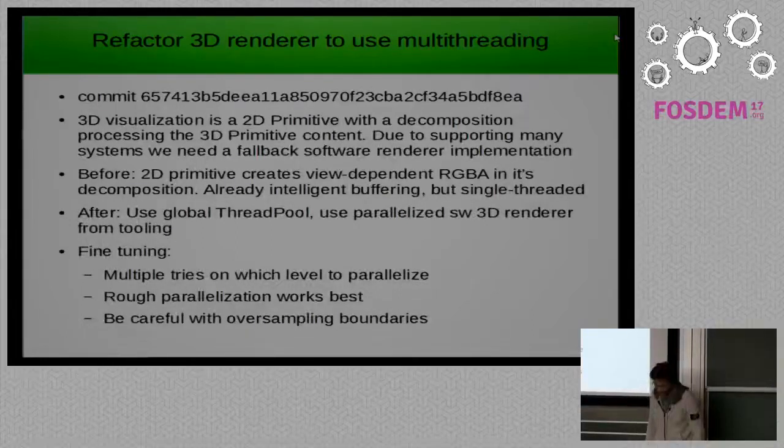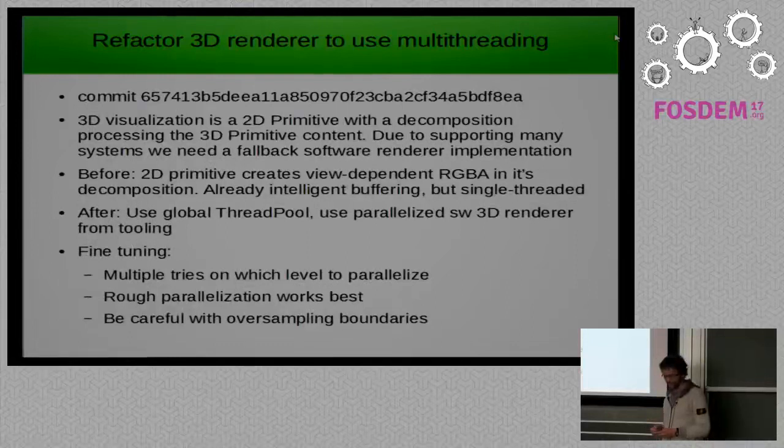So before, the 2D primitive creates view-dependent RGBA in its decomposition, already with intelligent buffering, but single-threaded. Intelligent buffering means the fallback 3D software renderer is capable of just rendering parts of the 2D scene, and it takes into account if you zoomed in or out and which part can be reused. And even if you just zoom slightly in, up to a difference of 25 or 50%, I'm not sure, I have to look in the source, it even avoids re-rendering and goes on bitmap scaling and stuff like that.